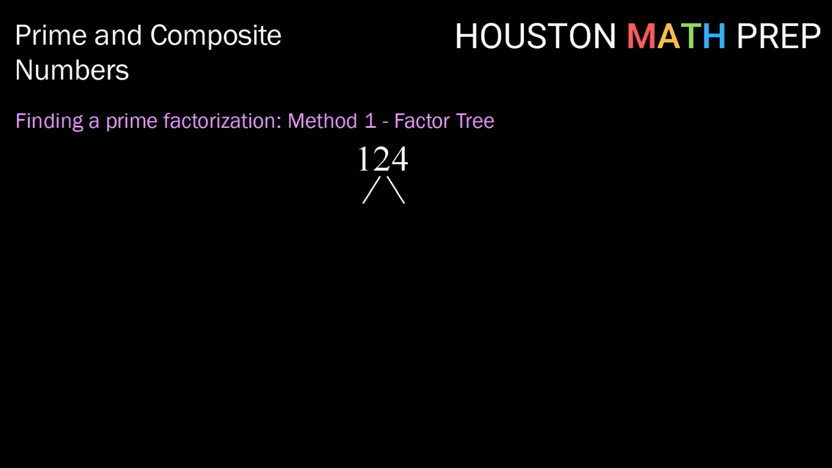So I'm going to split 124 into 2 factors. Now what those factors are doesn't matter as long as it's something other than 1 and 124. So one option would be to divide by 2 and say that 124 is 2 times 62. You could also do 4 times 31, and that would be okay too. Since 2 is a prime number, we're going to go ahead and circle that, and that branch of our tree is finished. 62, however, is not a prime number, so I can again split it into 2 factors.